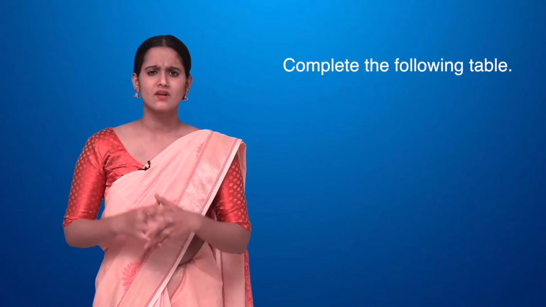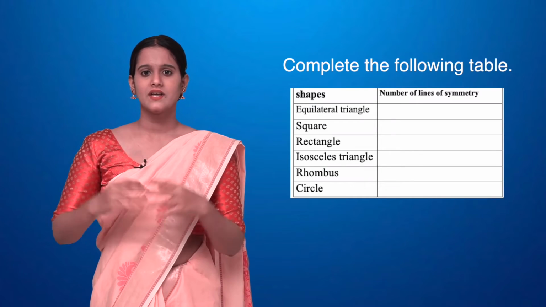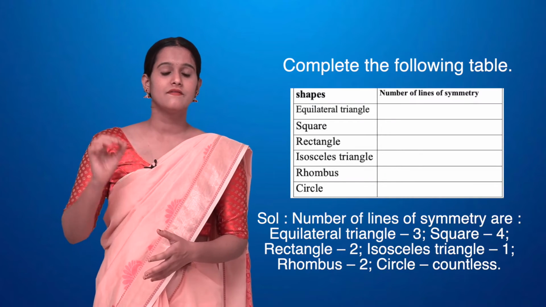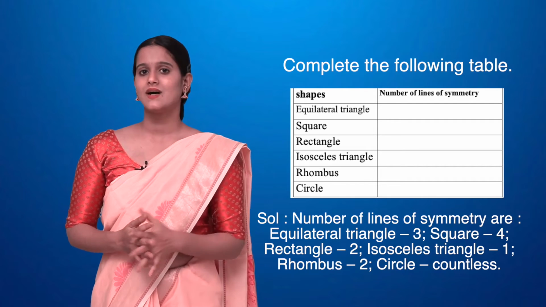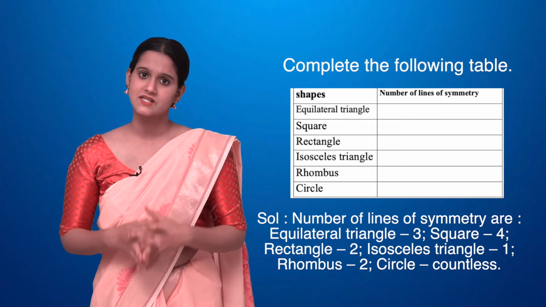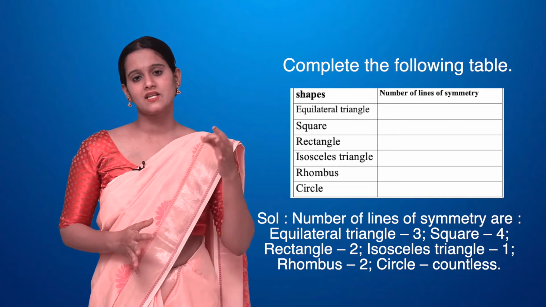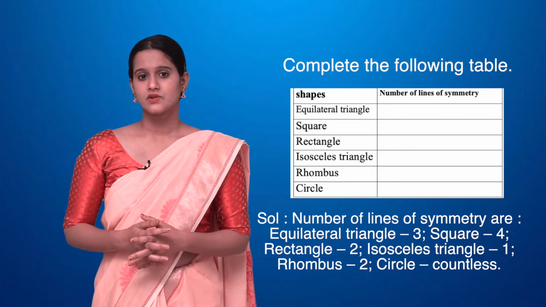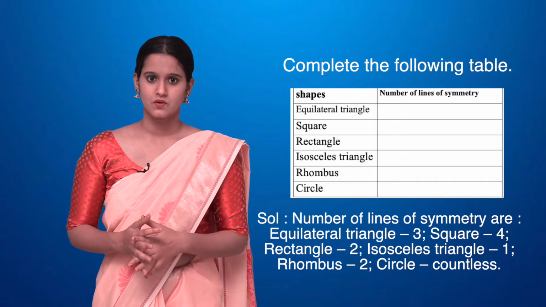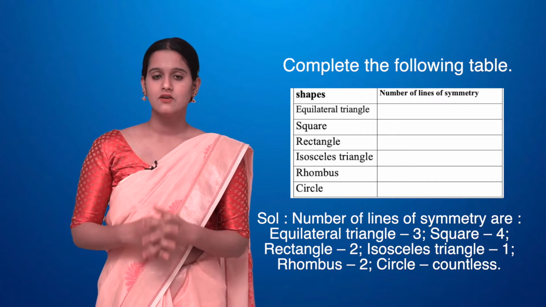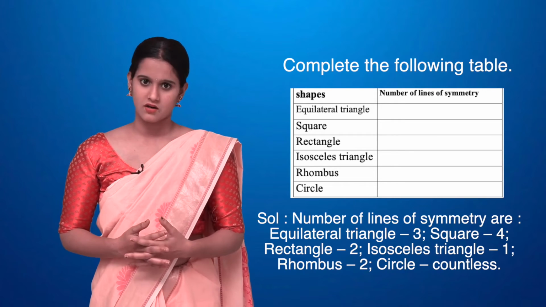Now let's see the next question, which is to complete the following table. In this you can see there is an equilateral triangle and the number of lines of symmetry. For the first one, the equilateral triangle has 3. It is given. Whereas the next one is not given, so let's find it. The next one is a square. For the square, I told you it will have 4, right? So 4 lines of symmetry for the square.